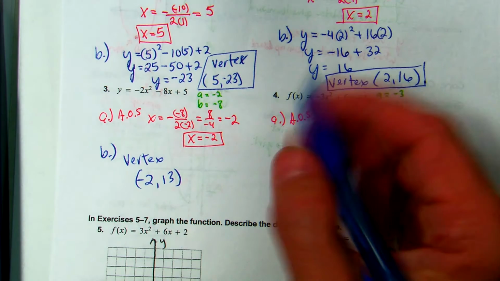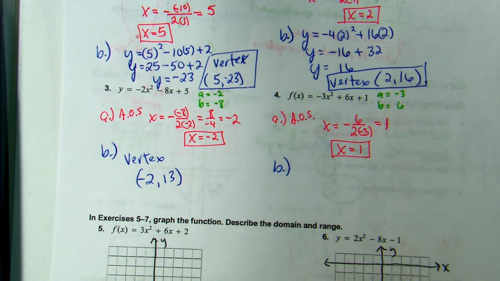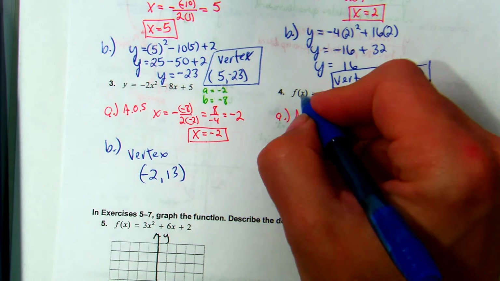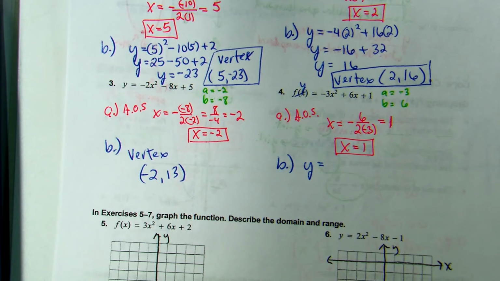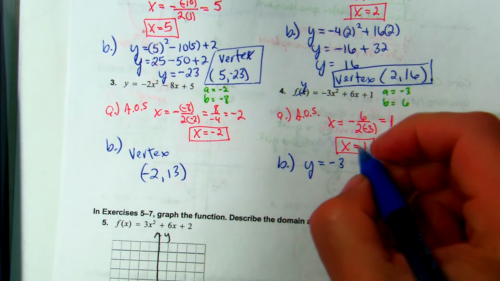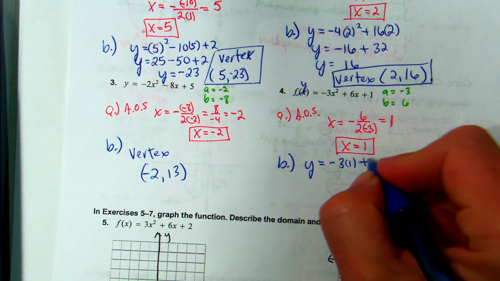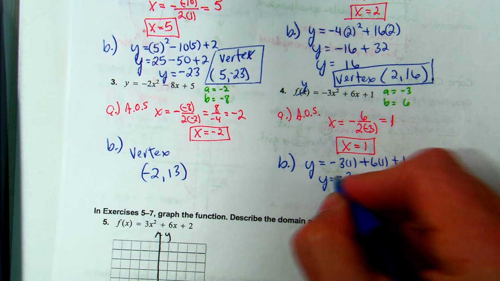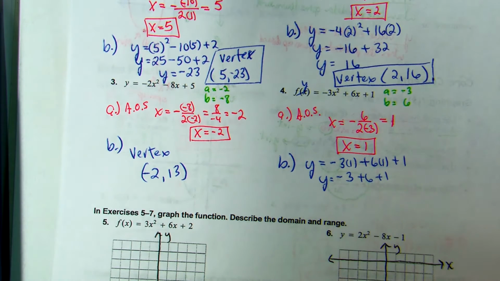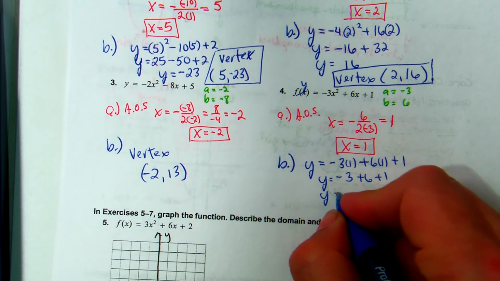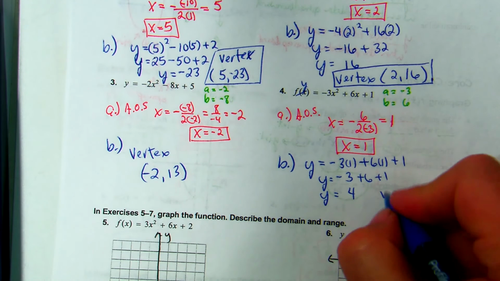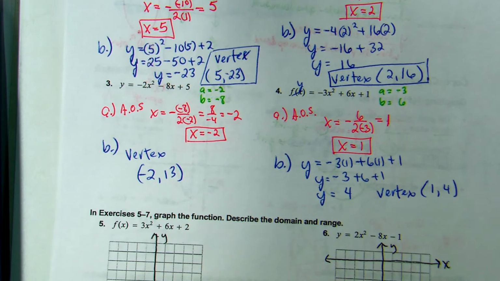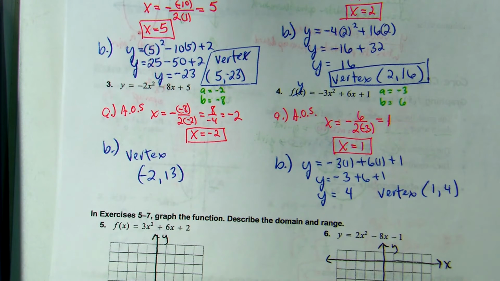All right. B, we're going to find the vertex of the graph. And here we're going to have y equals, remember you can always replace that with y. So y equals -3 times x, which is 1, squared, plus 6 times 1, plus 1. So we have -3 plus 6 plus 1. And if I do my math here, then y is going to equal +4. So my vertex is at (1, 4). And again, we could put that in the calculator and we could check that value.